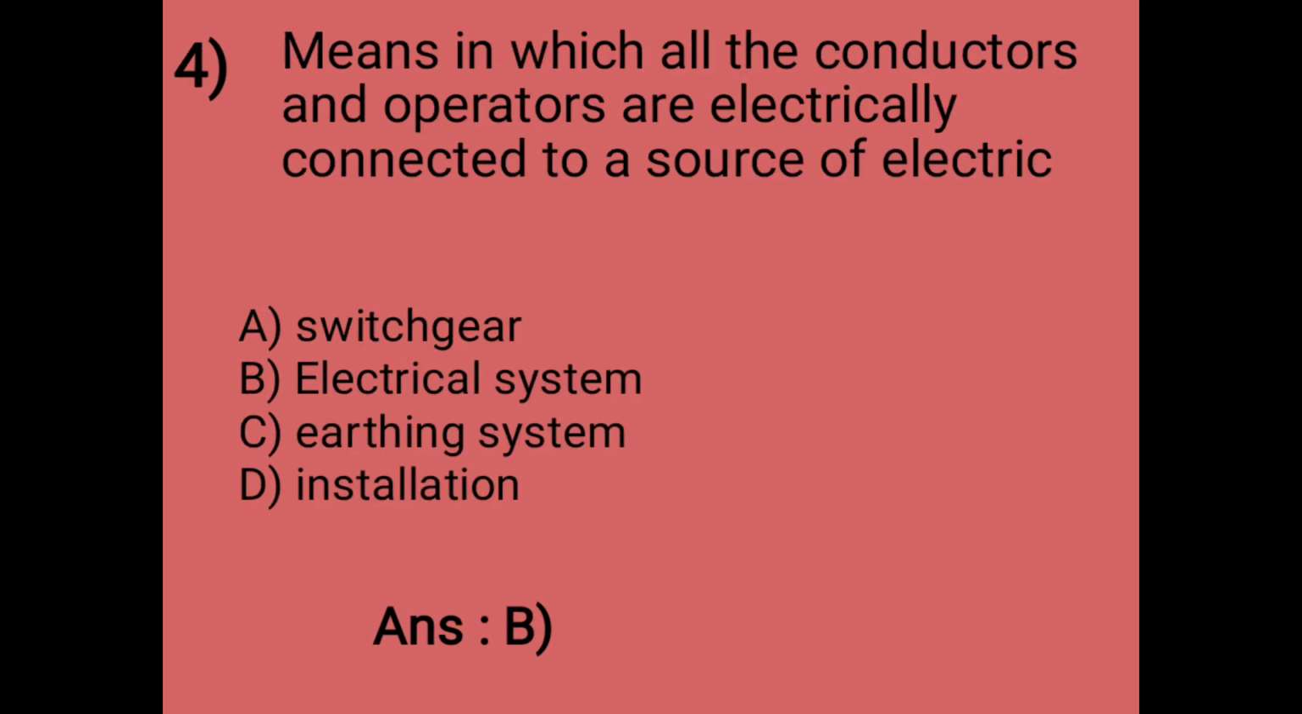Then the next question is, in which all the conductors and operators are electrically connected to a source of electric supply. Options are: A is switchgear, B is electrical system, C is earthing system, and D is installation. So the correct answer is option B, electrical system.